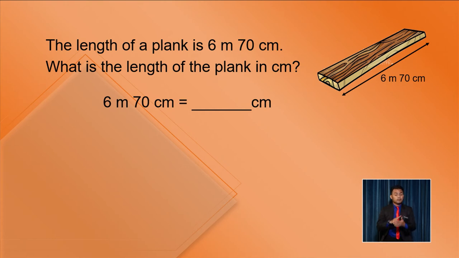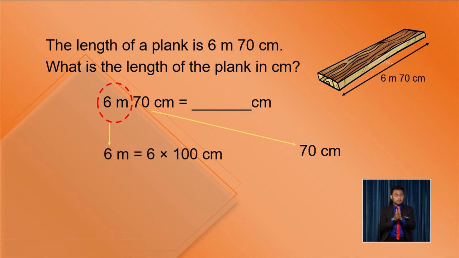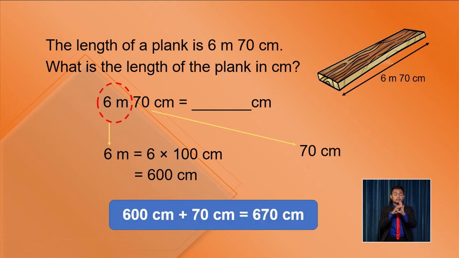What is the next step? We have to convert 6 meters to centimeter. 6 meters is equal to 6 times 100 centimeters, which is equal to 600 centimeters. Lastly, we add 600 centimeters with 70 centimeters, which is equal to 670 centimeters.